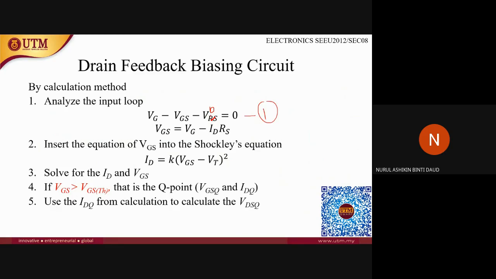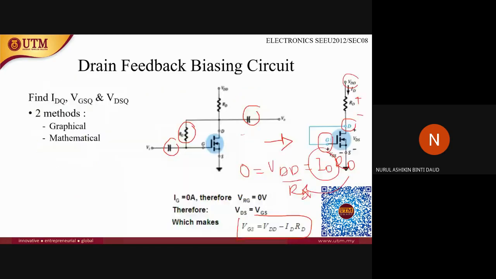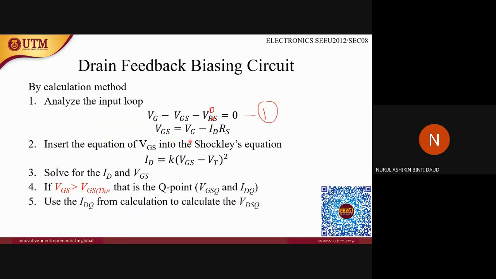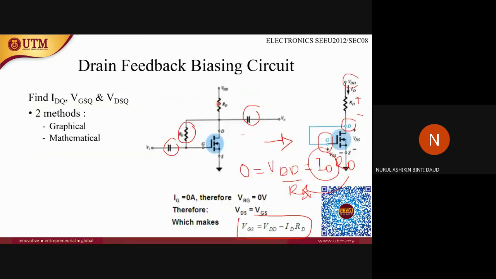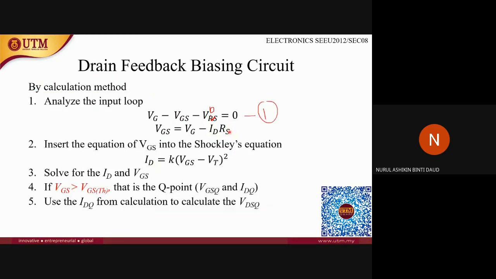From here, there is another equation with VGS, ID, and RS, at this point. VGS is equal to VG minus ID, the current that flows here, times RS, which is the potential drop across the resistor RS.